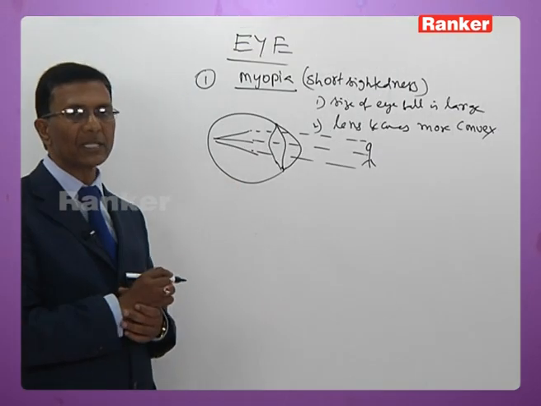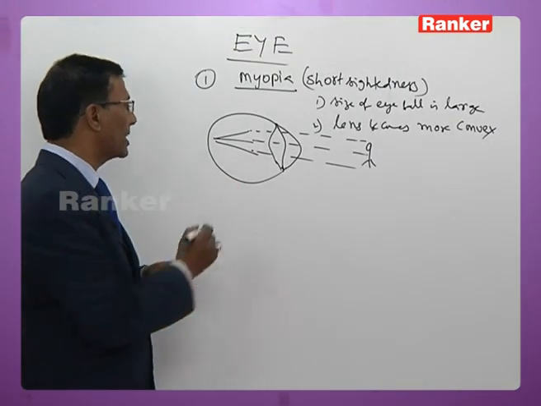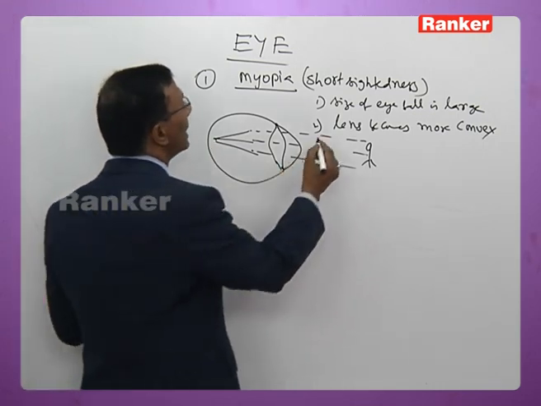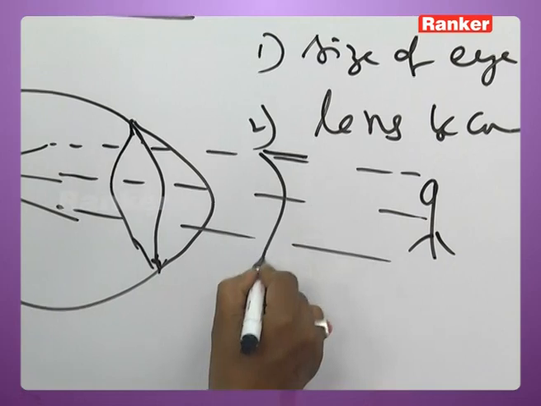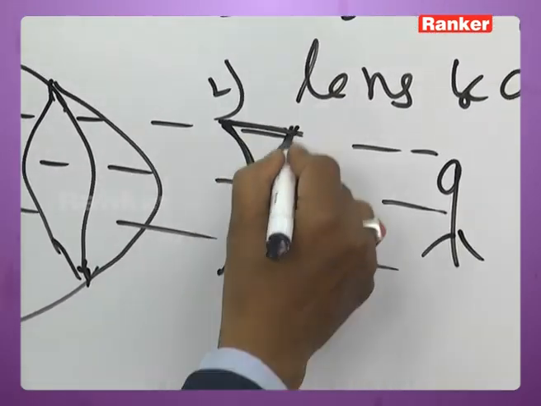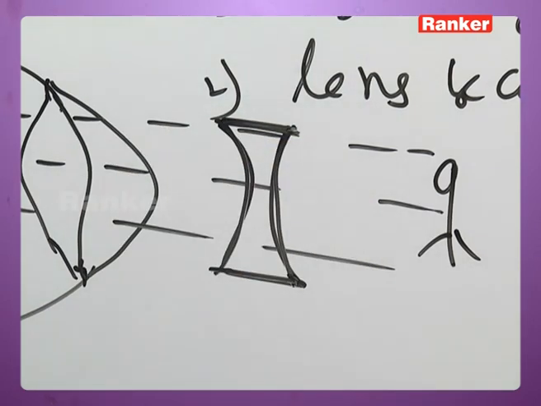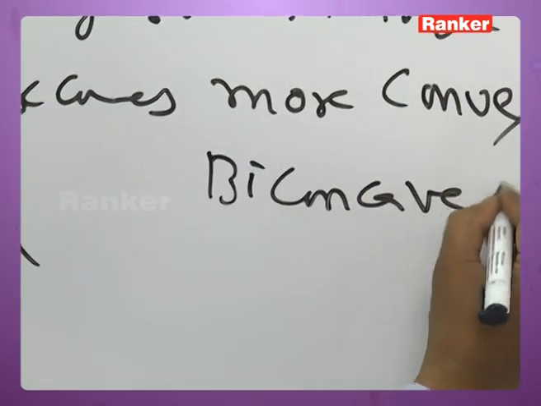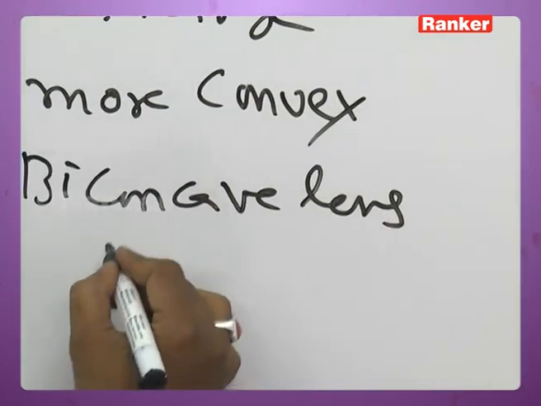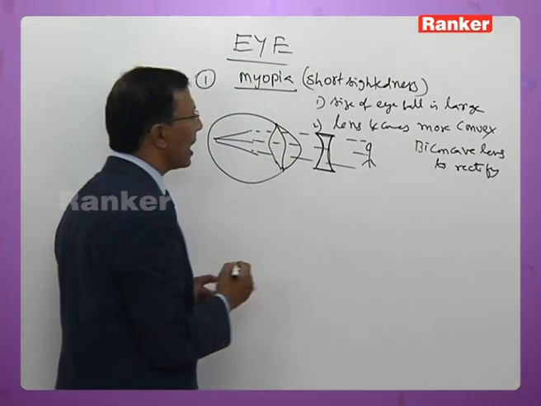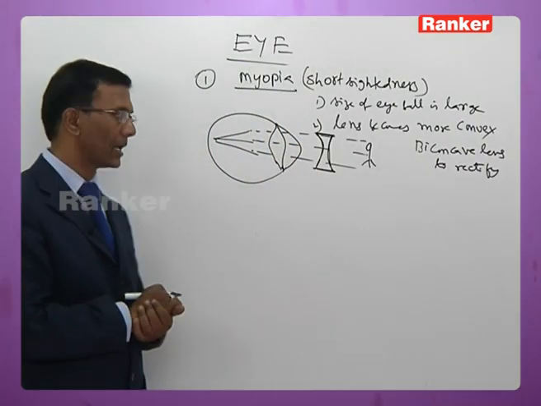Because of more convexity of the lens, the image of the object is formed in front of the retina, and it is rectified by increasing the focal length. For this, biconcave lenses are used. So a biconcave lens is used to rectify myopia or short-sightedness.